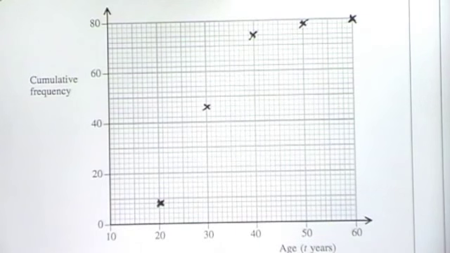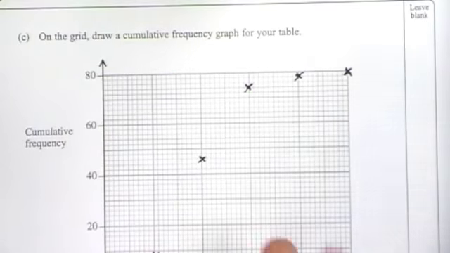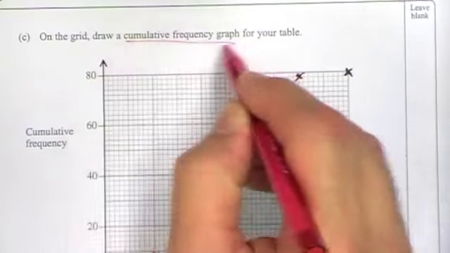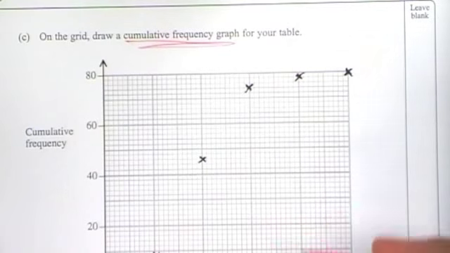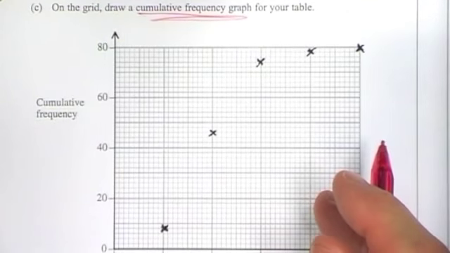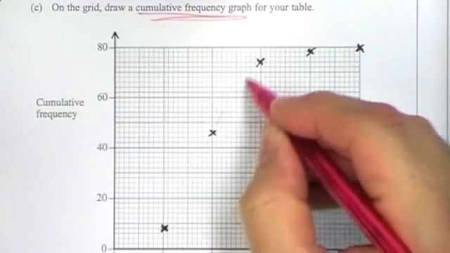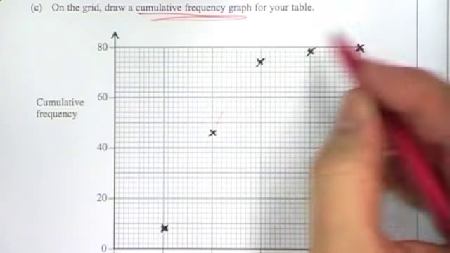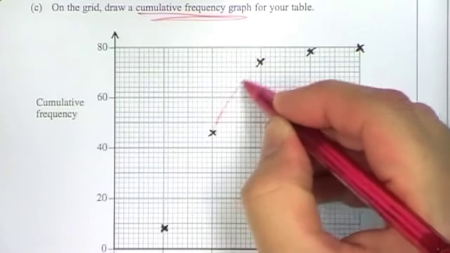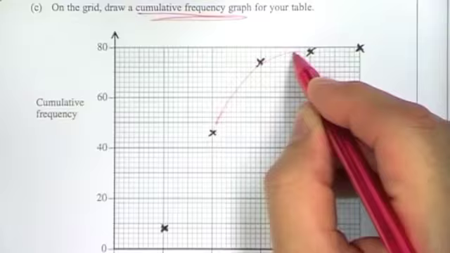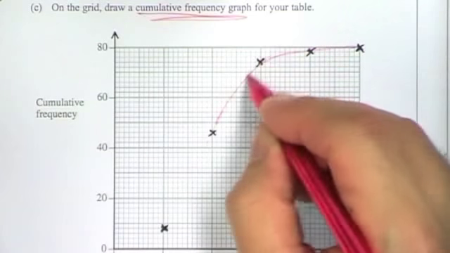Now I don't know what people were doing. Some people were drawing bar charts or histograms or something. A cumulative frequency graph is a curve. You plot your point and you join it with a curve. So I'm going to join my curve here. That top bit is easy to see. The curve's going to come somewhere around there. So I'm just going to start my curve there and then curve it round. I'm trying to do it nice and smooth.